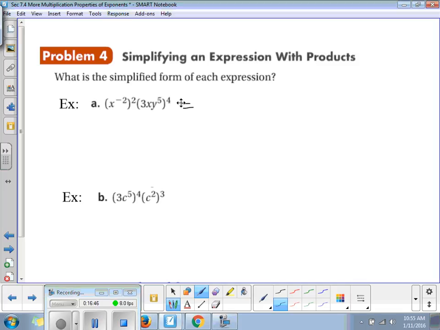So this is going to end up with x to the negative 2 times 2 is negative 4, right? And then over here, we're going to apply this 4, this exponent, to everything inside the parentheses. So we end up with, so times 3 to the 4th times x to the 4th times y to the 5th to the 4th.